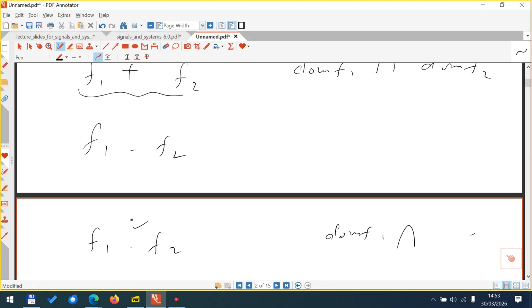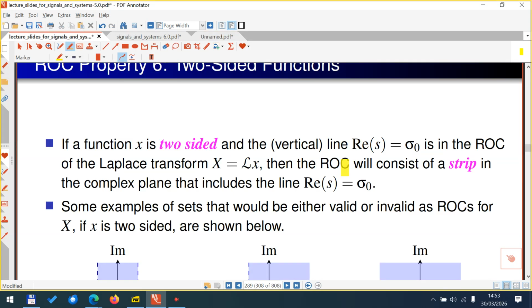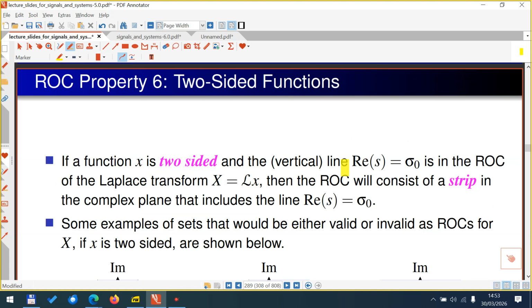And now we get to this. You should be able to justify this rule, property 6. Property 6 says that if x is a two-sided function, and what does that mean? That it is neither left-sided nor right-sided, right? So actually it extends to both sides.